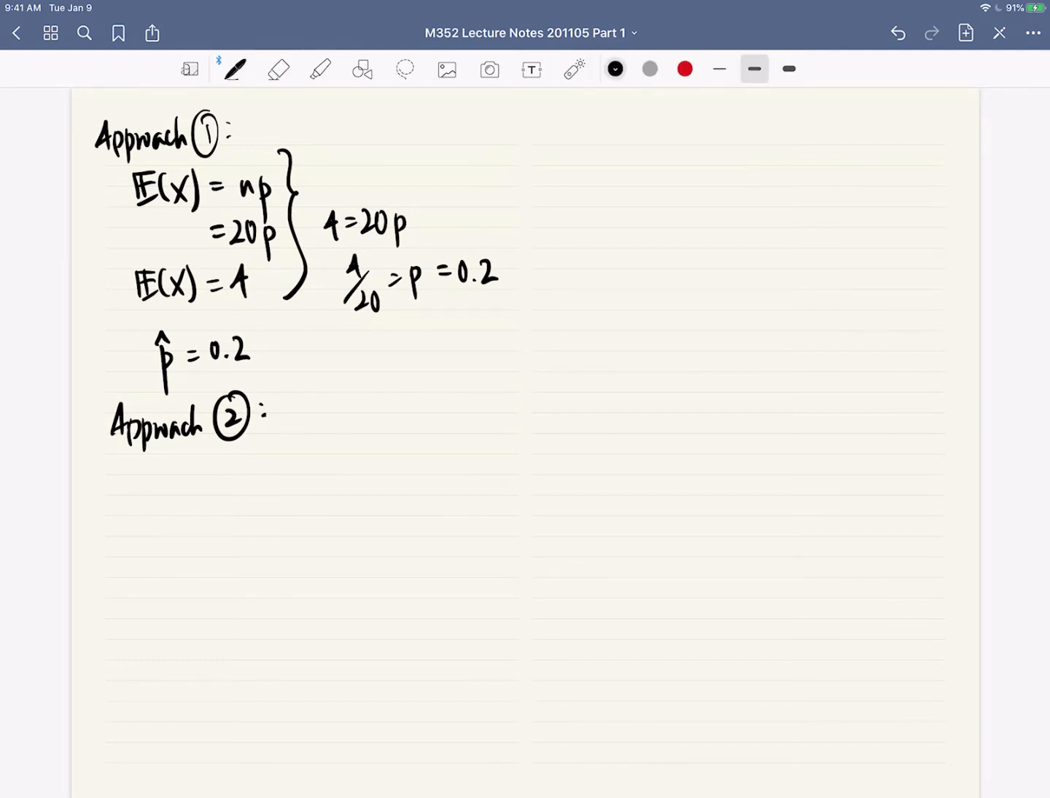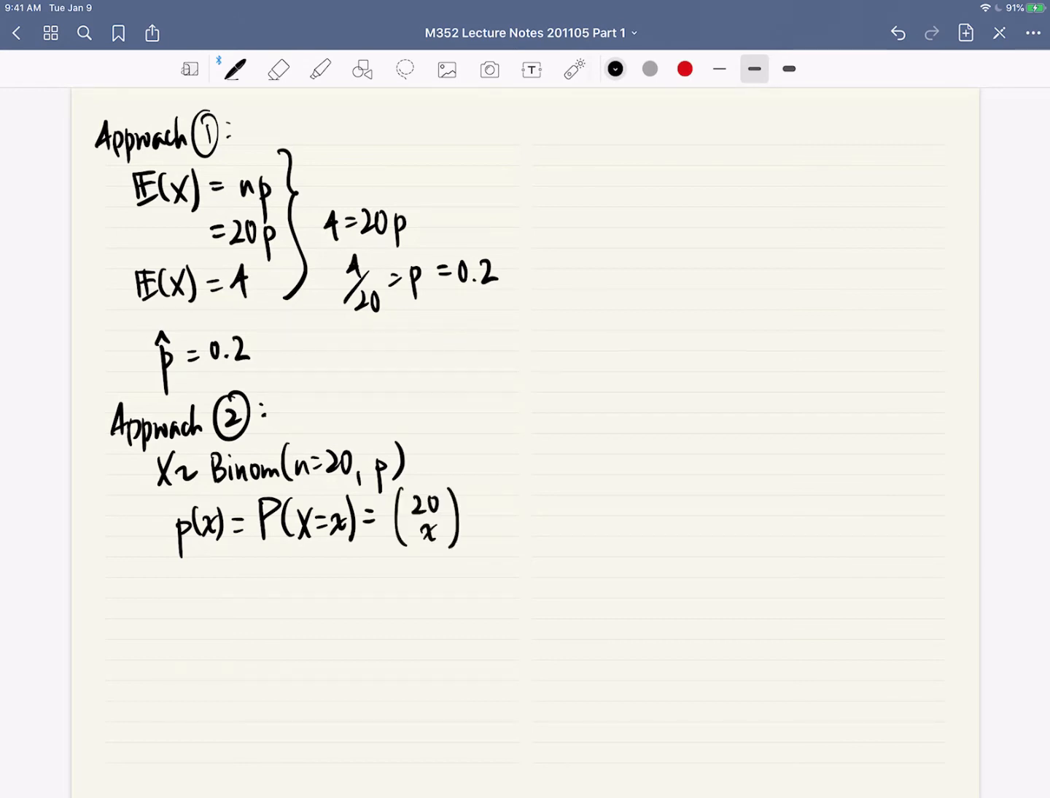In this case, we have this. X is a binomial random variable, n equals 20, and we don't know what p is. What we can say is the probability that we have x as an outcome is given by this formula: 20 choose x times p to the x times 1 minus p to the 20 minus x.